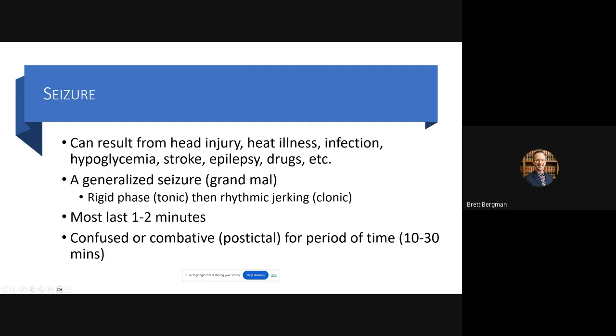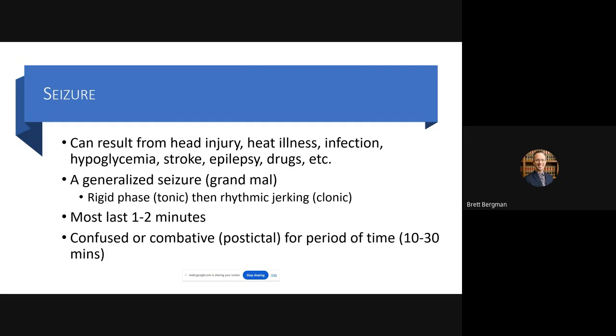Seizures can result from a lot of different things. There's a lot of things that trigger seizures. More concerning to us as ski patrollers would be head injuries. So if you have someone that falls, has a head injury and now a seizure, that's very concerning. Heat illness can trigger it. Infection, hypoglycemia, stroke, drugs is another one, where you may have a drug-induced seizure.